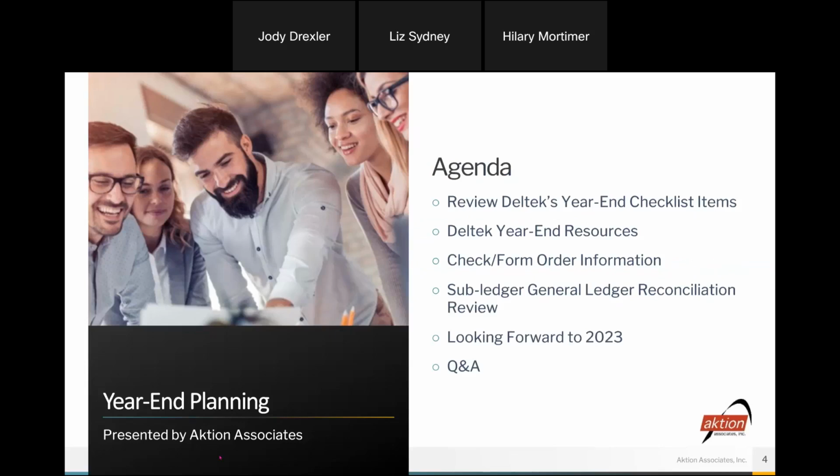For the agenda, we're going to basically just go through Deltek's year-end checklist, and let you know Deltek's year-end resources, which also include check form order information. We're also going to cover some year-end best practices regarding subledger and general ledger reconciliation review, and what to do regarding 2023, and then open it up for questions.